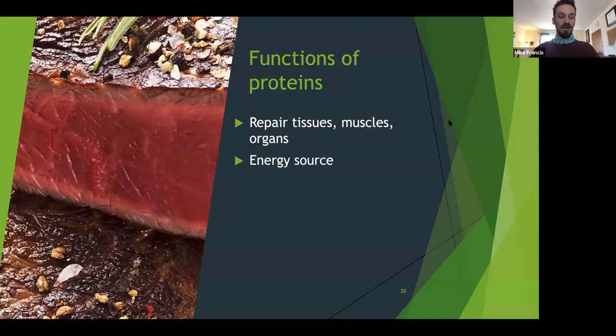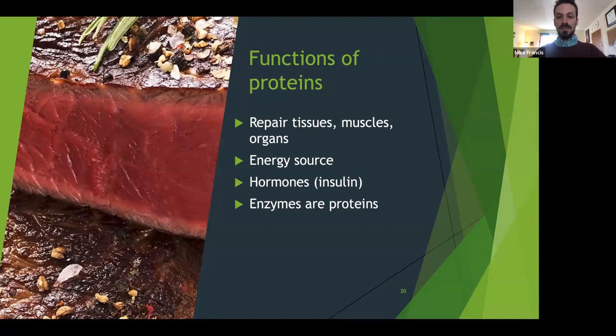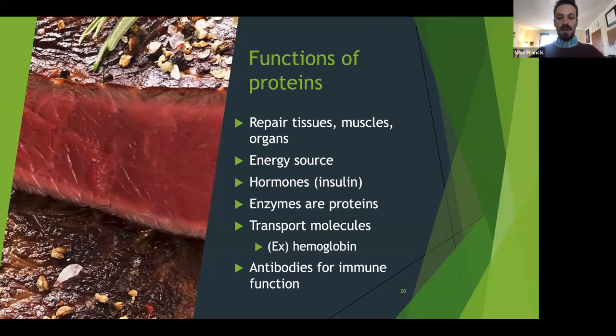They can be used as an energy source when you don't have enough carbohydrates or fats to power your body. Hormones such as insulin are made of protein. The enzymes that break down things when you're metabolizing food are made of proteins. Transport molecules like hemoglobin that bring oxygen throughout your body, through your bloodstream, are proteins. And things like antibodies, so your immune system, are made of proteins as well. So, a lot of really crucial functions of proteins.